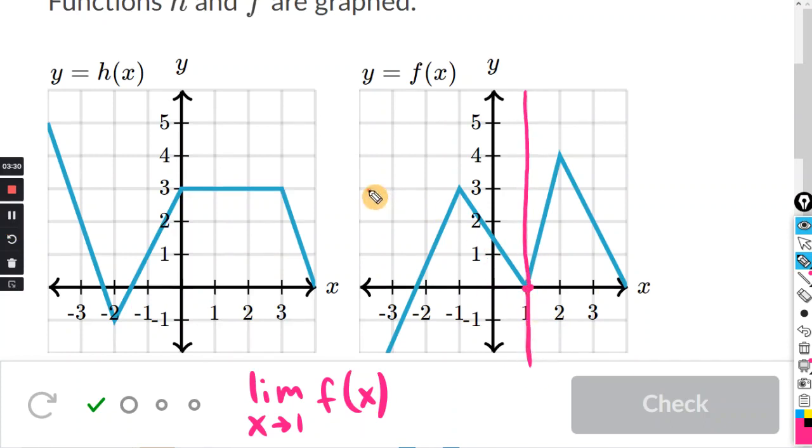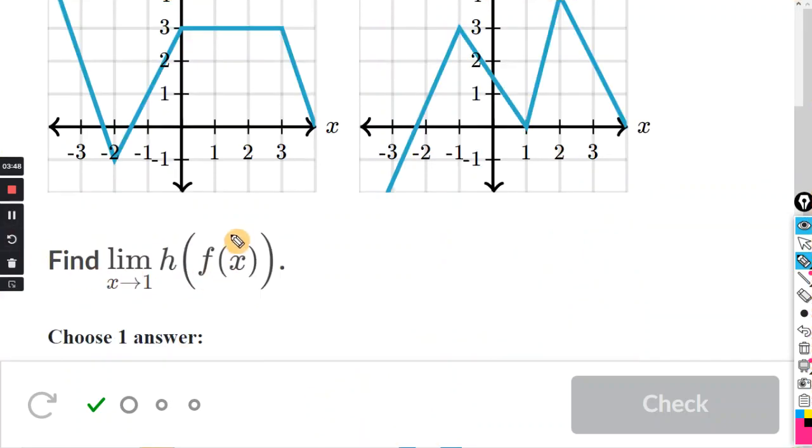From the negative side, trace the graph. We land on y equals 0. From the positive side, trace the graph. We land on y equals 0. So this right here is going to be 0. Since we got 0, we're basically just going to find h of 0. So we look at x equals 0 on the h function.